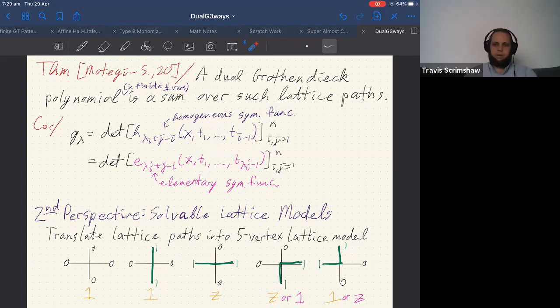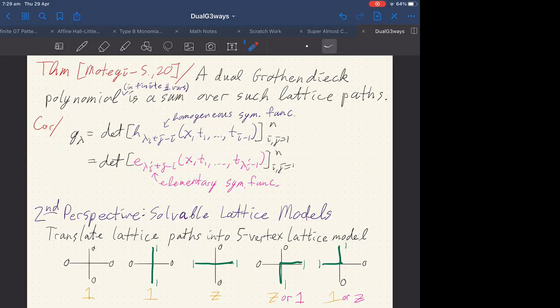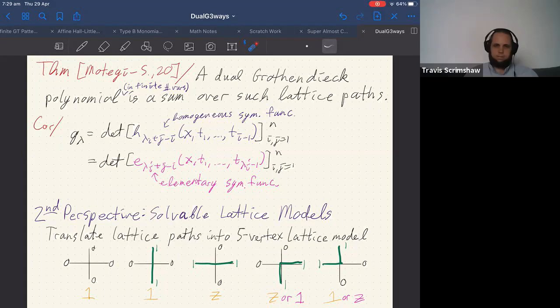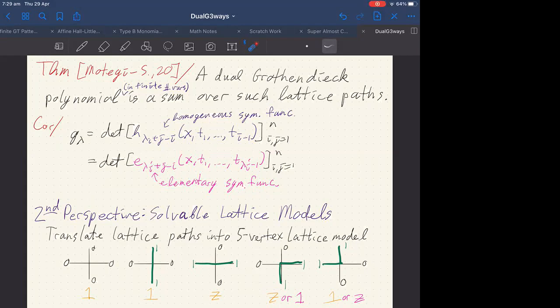Are there any other questions? I have a question, but maybe I should ask it later. So your corollary is some version of the Jacobi-Trudi identities, right? Yes. So would there be a variation of this proof that would give you the usual Jacobi-Trudi identities?